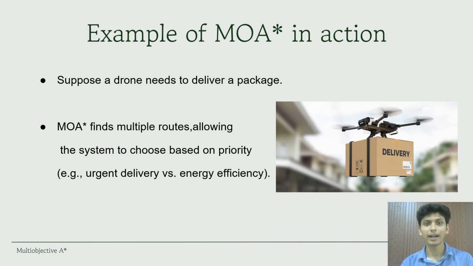A great example of MOA star in action: suppose you have ordered something online and a drone is used to deliver the package. MOA star finds multiple routes, allowing the system to choose based on priority, that is, urgent delivery versus energy efficiency. So it tries to balance both of them.